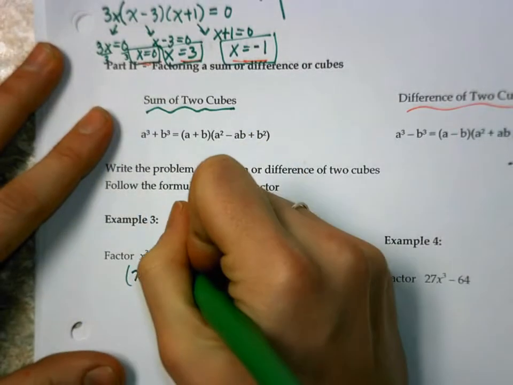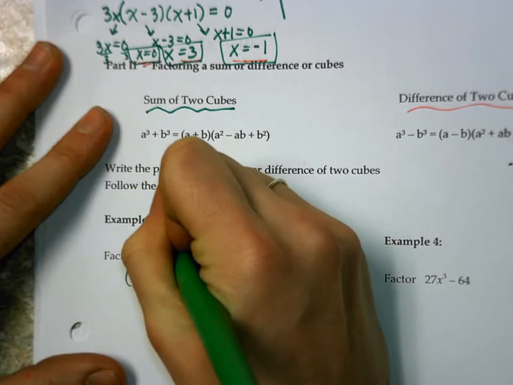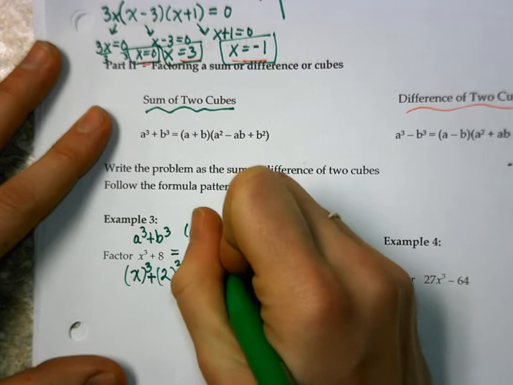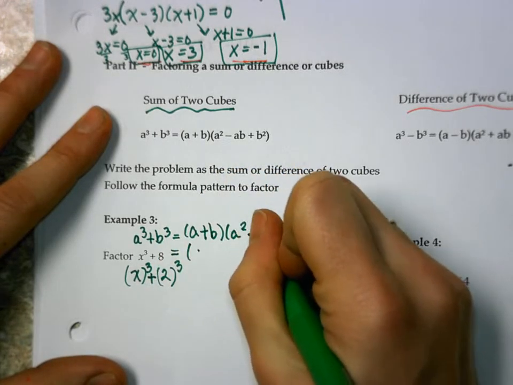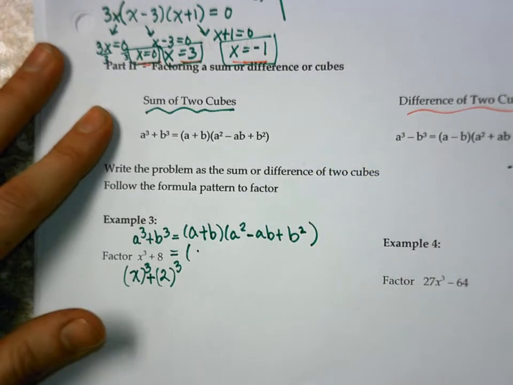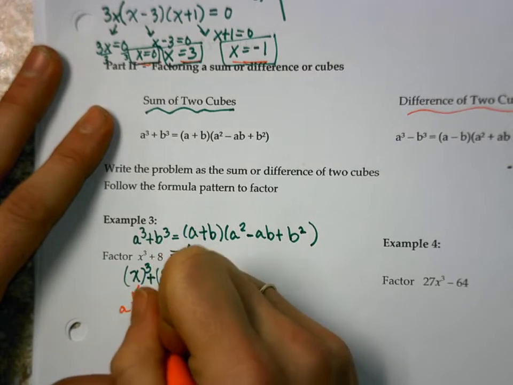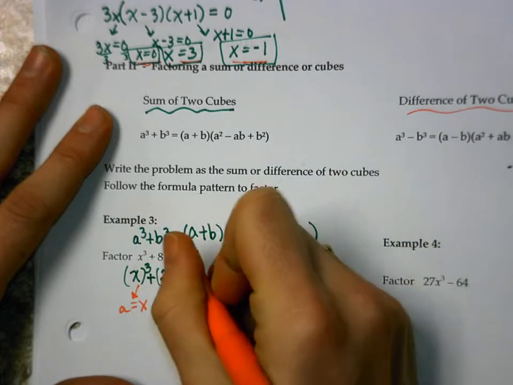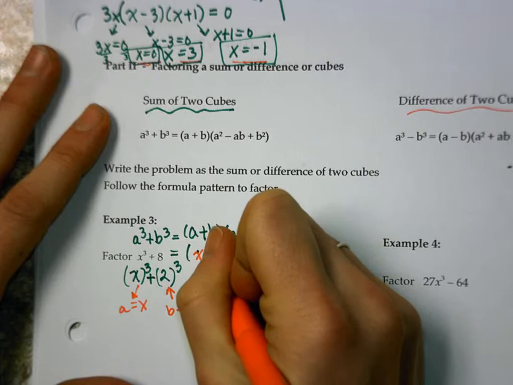So that formula is, if you have a cubed plus b cubed, then it's equal to, I'll put it up here, a plus b times a squared minus ab plus b squared. So what are my a and what are my b values? A was equal to x, that's what I was cubing for the first term, and b is equal to 2. So in my factors, I'm going to plug in x as a, b as 2.